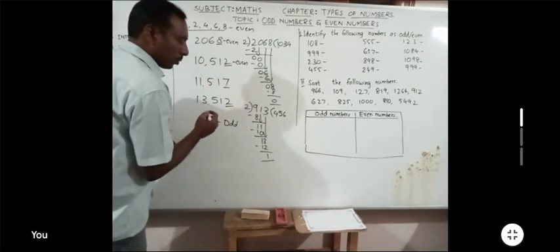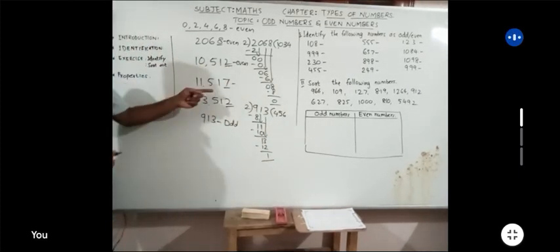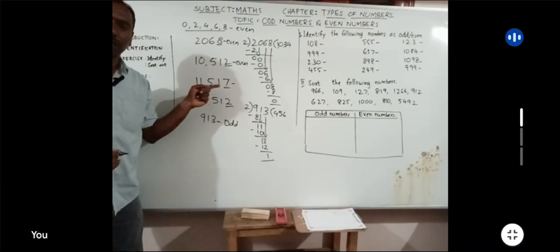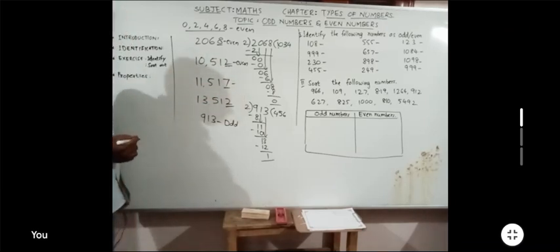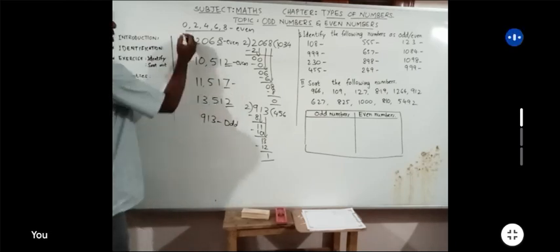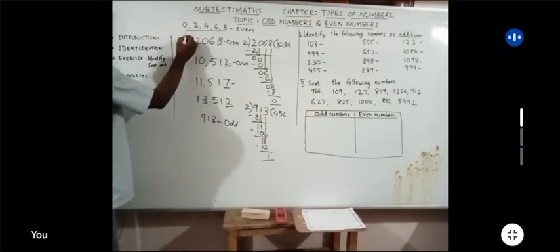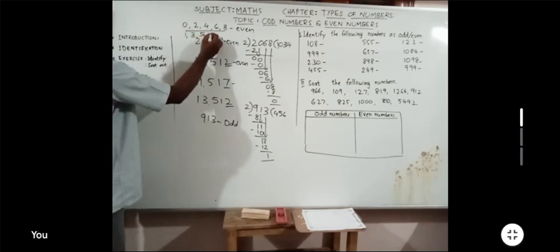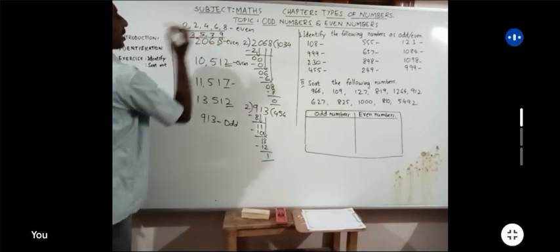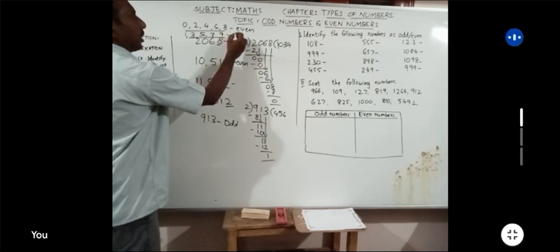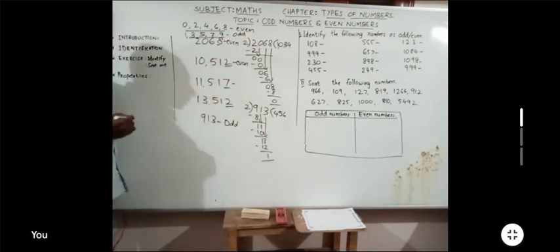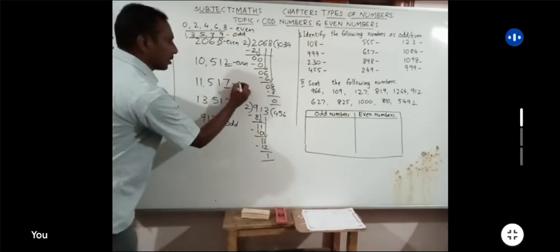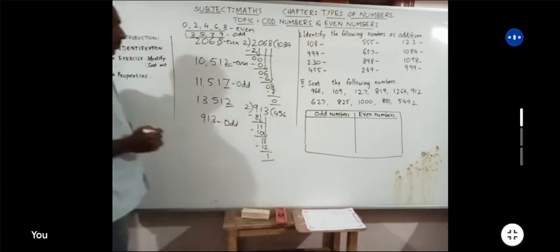Now, Vishal, will you please tell me, here in the units place 7 is there. What kind of number is it? Sir, odd number. Very good. When in the units place 1, 3, 5, 7, 9 digits are there, such numbers will be odd numbers. Here 7 is there in the units place. This number is an odd number.